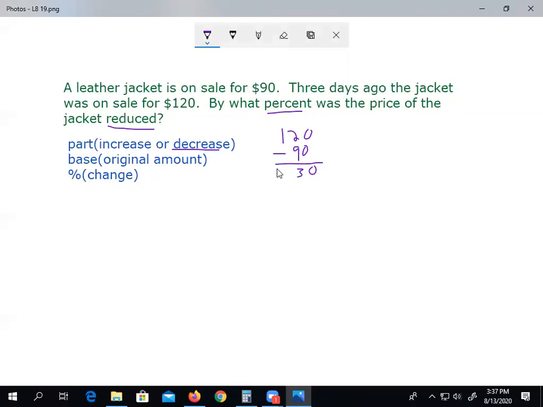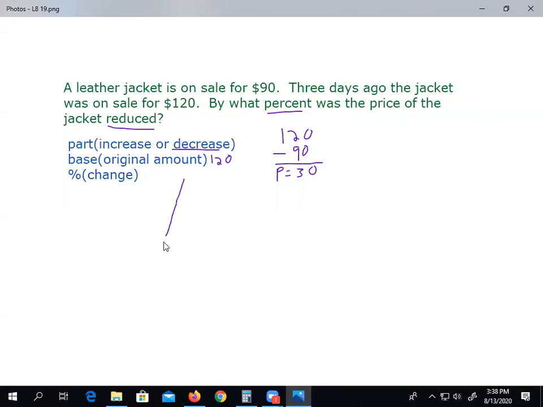So the decrease is going to be the part. The base is going to be the original amount. So the original amount, well, you know, it's on sale for $90 now, but 3 days ago it was on sale for $120. So the original amount is actually going to be that 120. That's going to be the base. So we're going to be looking for the percent change. So what's that actual change? And it's going to be a decrease as well.